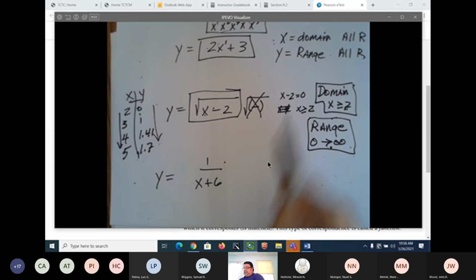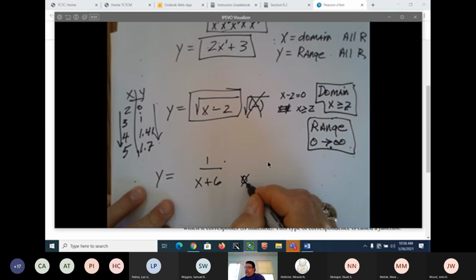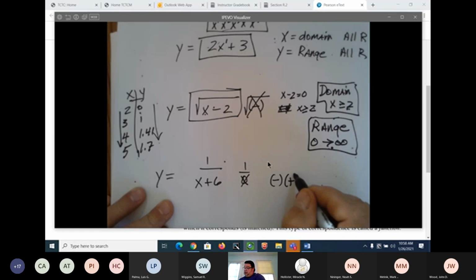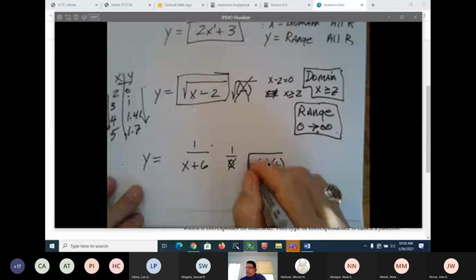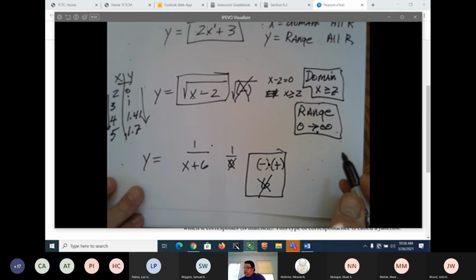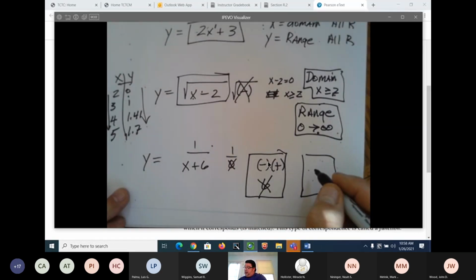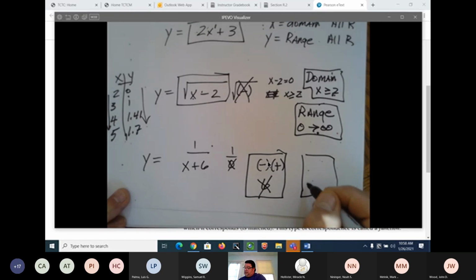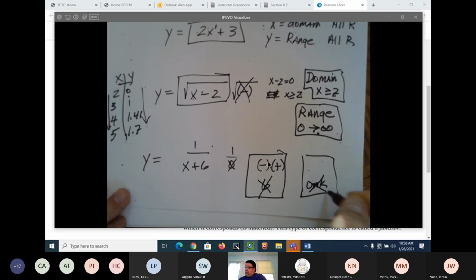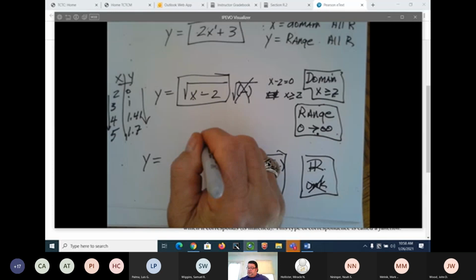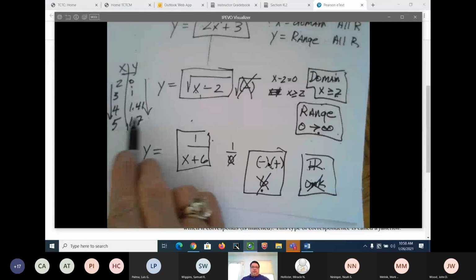Here, I can't have 6 because you can't have 0 in the denominator. So I can use all negatives and all positives, but I cannot use 6. So there's my domain. My range is all the numbers, -3, -4, -5. I can plug all those in. I just can't plug in 6 because 6 will give me an undefined value. So I can use all real numbers except for 6. So this is my ice machine. All 3 of these is my ice machine, and your input and output is your domain and range.